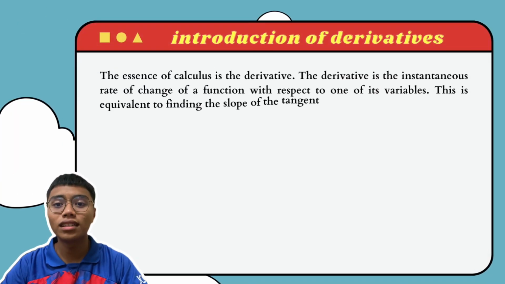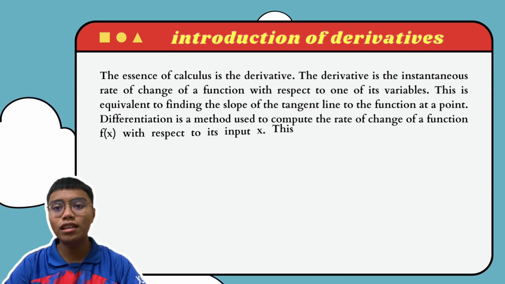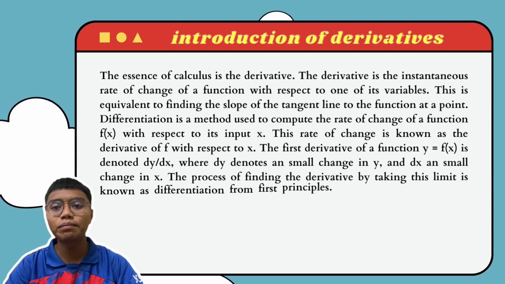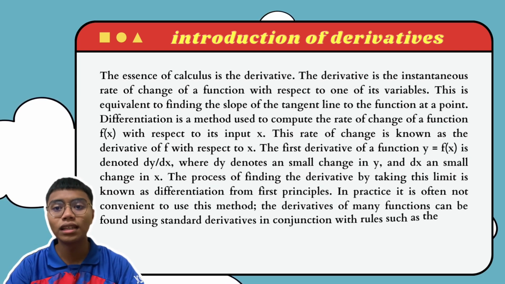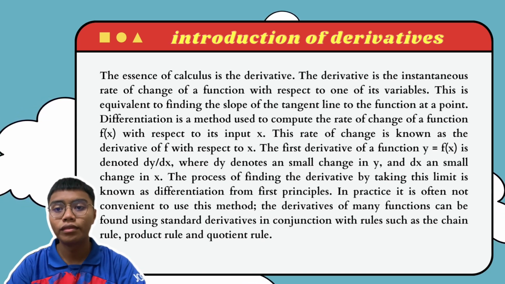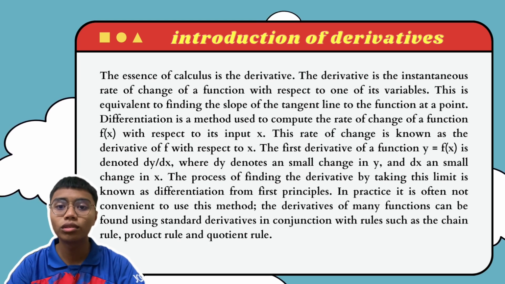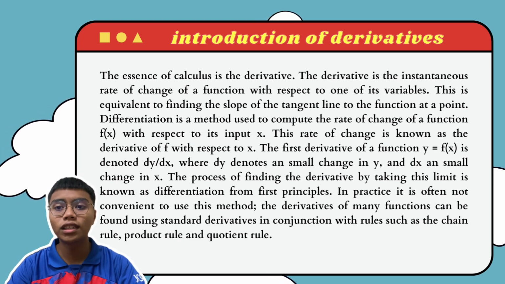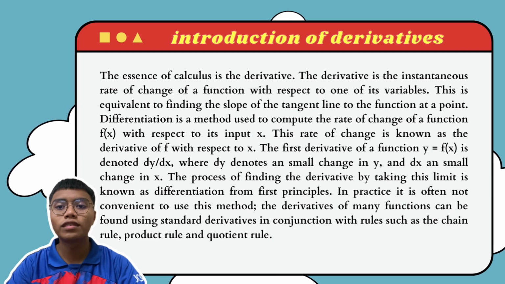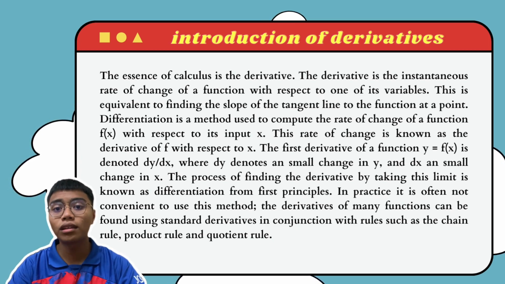Essence of calculus is the derivative. The derivative is the instantaneous rate of change of a function with respect to one of its variables. This is equivalent to finding the slope of the tangent line to the function at a point. Differentiation is a method used to compute the rate of change of a function f(x) with respect to its input x. This rate of change is known as the derivative of f with respect to x.